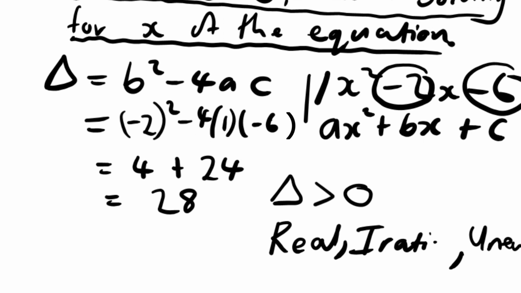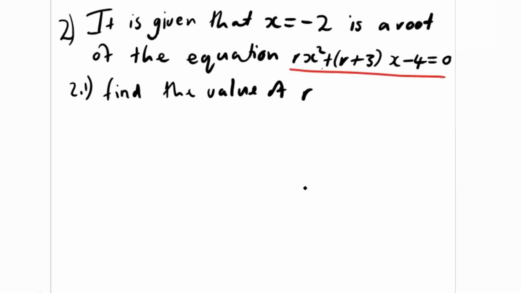Okay, let's look at the last two questions. So number 2 says, it is given that x equals minus 2 is a root of the equation that is r x squared plus bracket of r plus 3 into x, and then minus 4 equals to 0. Find the value of r. Okay, let's go and find the value of r.